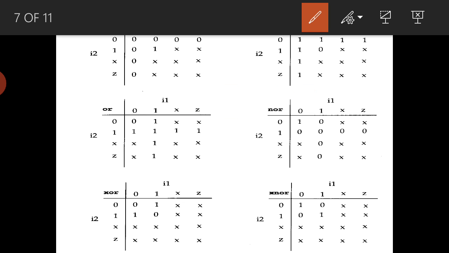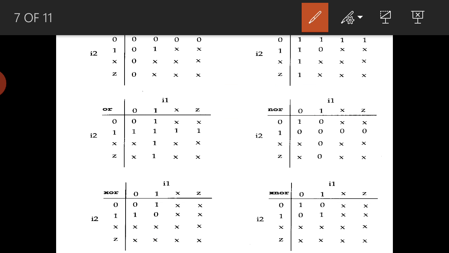Okay, and similarly x plus 0 is x, x plus 1 is 1, x plus x is x, x plus z is x. Okay, then z plus 0, it is x, because we don't know what is the value, x. z plus 1 is 1, z plus x is x, and z plus z, it is x, means don't care. Okay, similarly for XOR gate, 0 XOR 0 is 0, and 0 XOR 1 is 1, 0 XOR x is x, 0 XOR z, it is x.